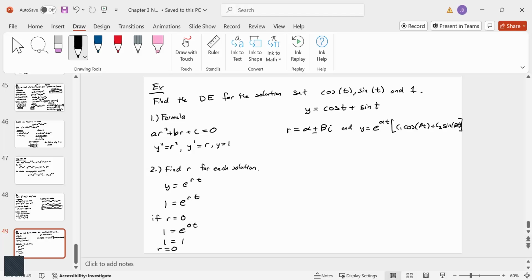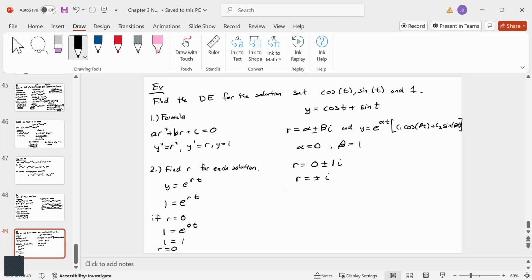I don't have an exponential on cosine and sine, which means alpha is equal to 0, because there is no e to the alpha. And I notice that beta is going to be 1, because the value inside of cosine and sine is 1. So r is equal to 0 plus or minus 1i, so r is equal to plus or minus i. So I have found r for each component.